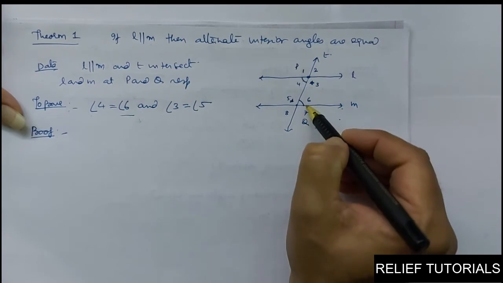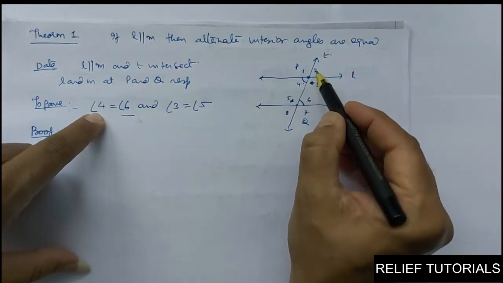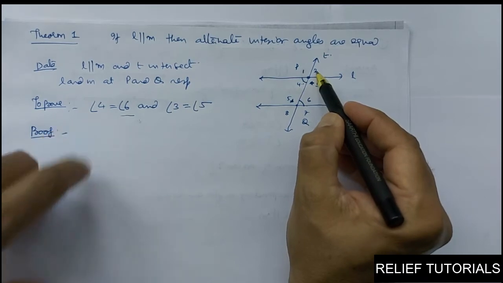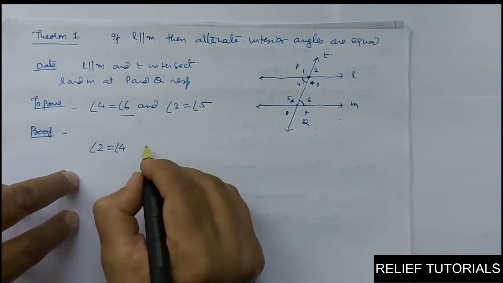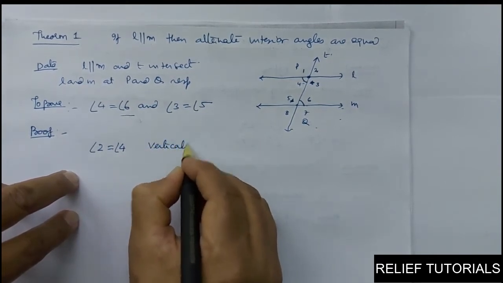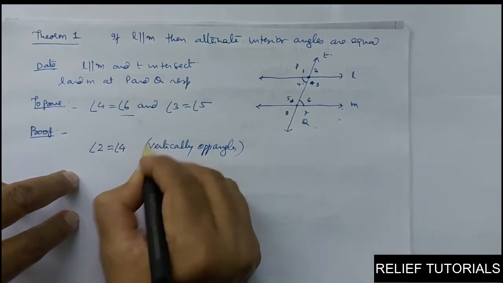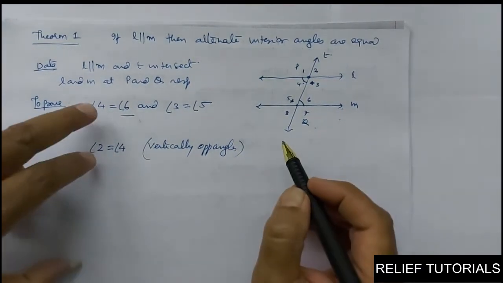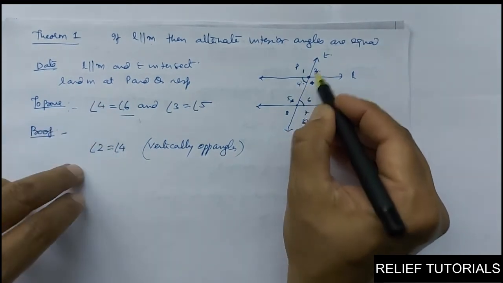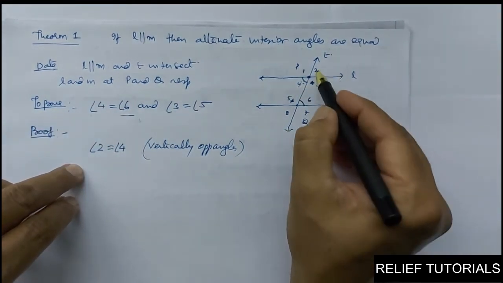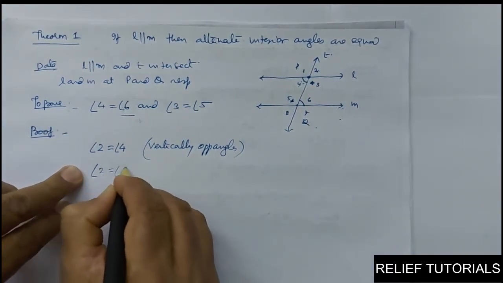So angle 4 is equal to angle 6. Here we have 4. Which is the opposite angle of 4? Vertically opposite angle 2. So I can write here angle 2 is equal to angle 4. Reason: vertically opposite angles. Clear? How have we done it? We have to prove 4 is equal to 6. So we have selected 4. The opposite angle is 2. So 2 is equal to 4. Now 2 is equal to 6. I can say here angle 2 is equal to angle 6.